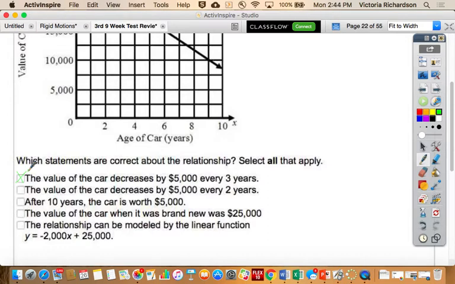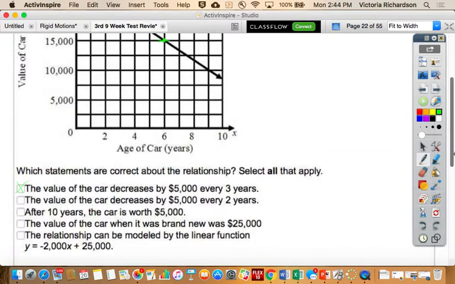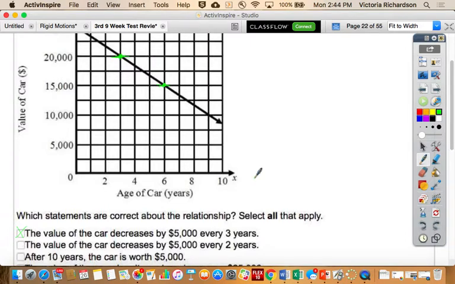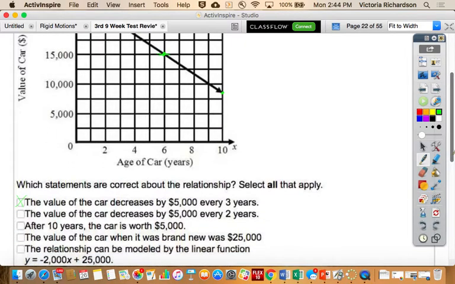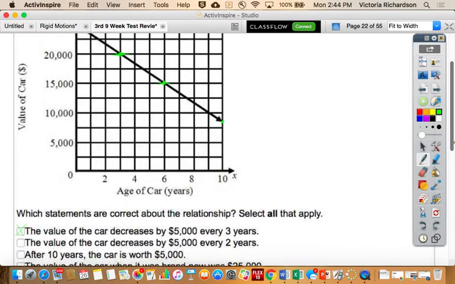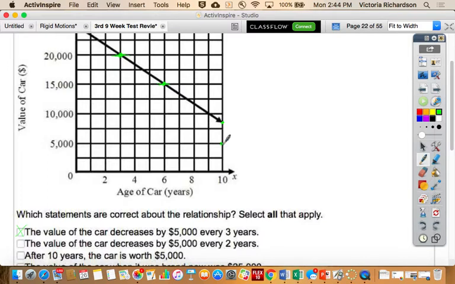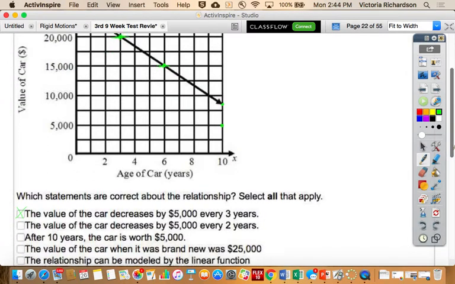It also says after 10 years the car is worth $5,000. So we're going to look at 10 years, and that's this point right here, and that's less than $5,000, $10,000. So that's not true. But it's not 5,000 either, because 5,000 would be right here, so that's not right.